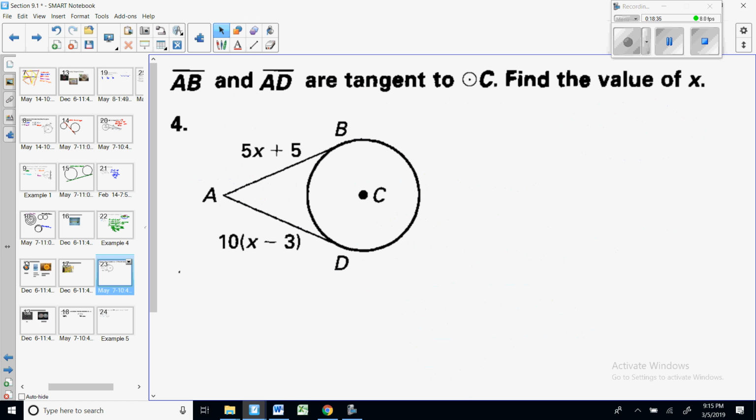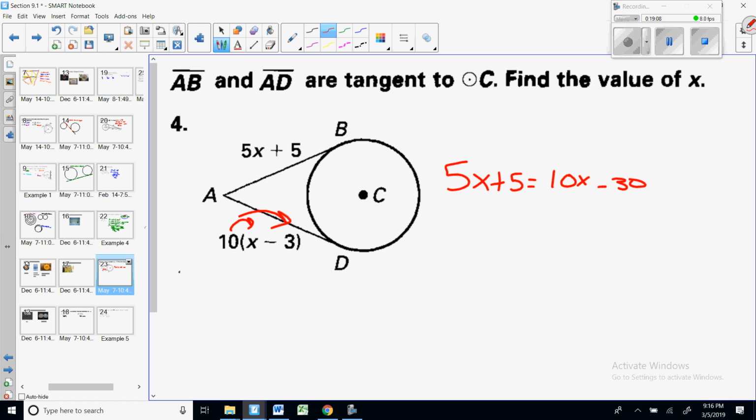Tangent lines or tangent segments drawn from the same point to different tangent points are equidistant, which means segment AB and segment AD have the same length. Now, because you have the 10 and the x minus 3, and the 10 is outside of the x minus 3, you have to distribute across. And I'm just going to write that problem up as that. So 5x plus 5 equals 10 times x, which is 10x, and 10 times 3, which is minus 30. So 5x plus 5 is going to equal 10x minus 30.